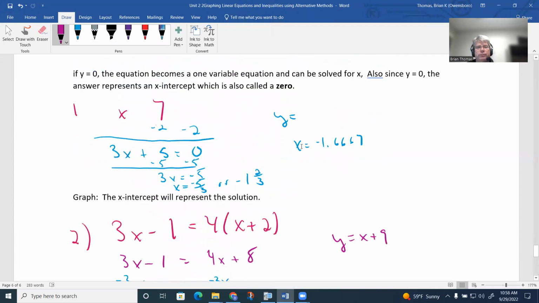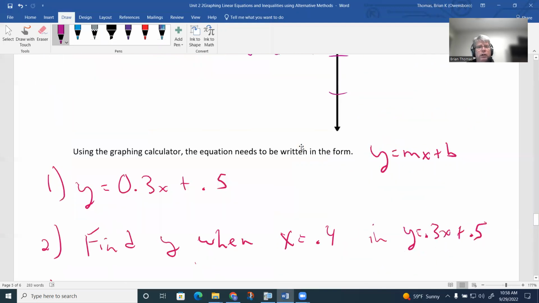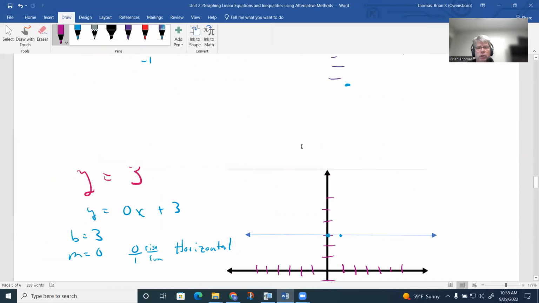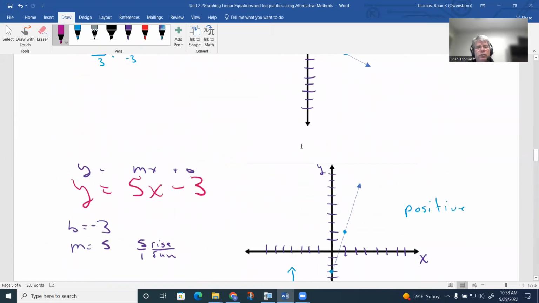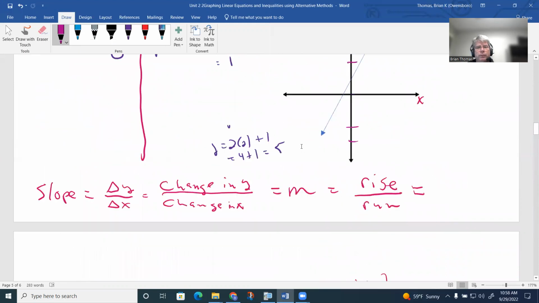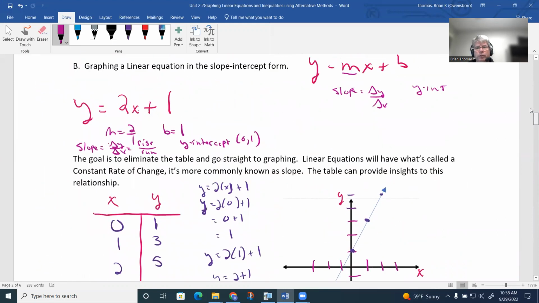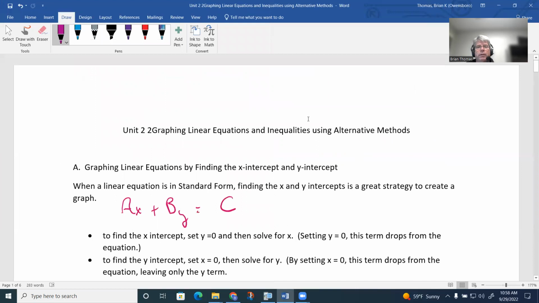All right, that concludes my lesson on graphing lines using slope and intercept a little bit more. I think that's about all I wanted to do there. Yeah, so we're just graphing linear equations. We didn't get into inequalities.